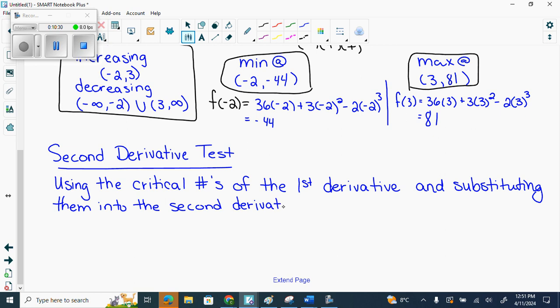Will tell you if the critical numbers are a max or min critical number.